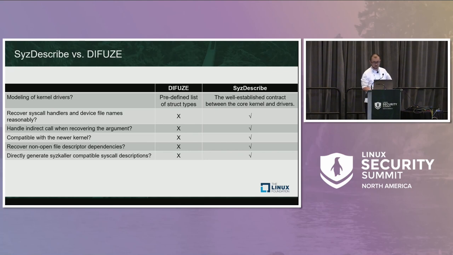Since DIFUZE does not handle indirect calls, it would miss some command values and argument types located in indirect calls. Another issue of the predefined heuristic list of structure types is that the list is likely not compatible with newer kernels. Meanwhile, the contract SysDescribe is based on is unlikely to change, so it can work on newer kernels. Another thing is that SysDescribe can recover non-open file descriptor dependencies, which means more syscall handlers. Besides, SysDescribe directly generates Syzkaller-compatible syscall descriptions.